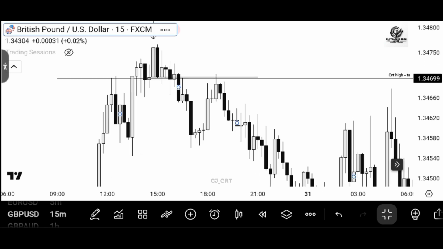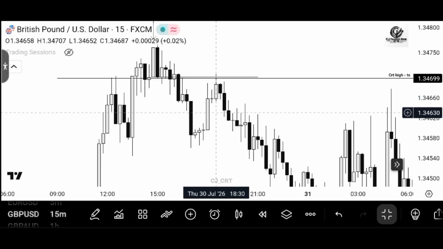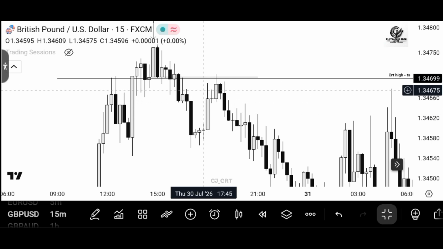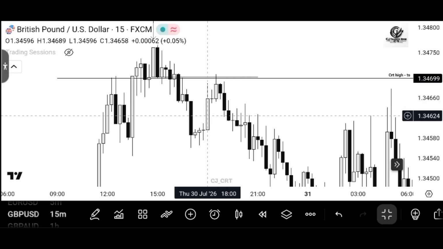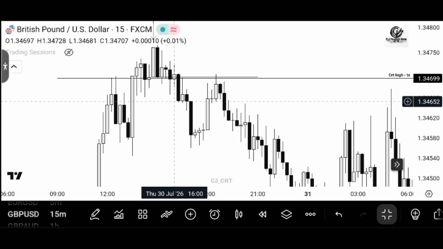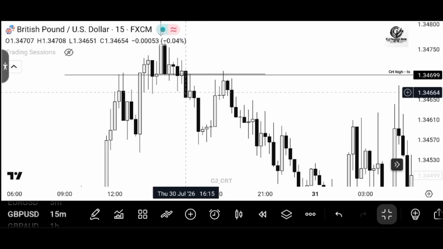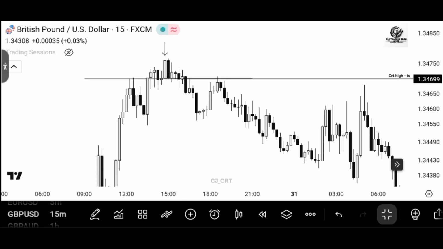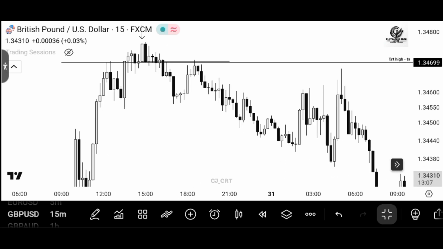I took this trade after spread. I think spread was around here. Then after spread, this particular candle was when spread ended. So because this candle tapped the mode 1 entry a little bit, I had to enter from this particular candle.